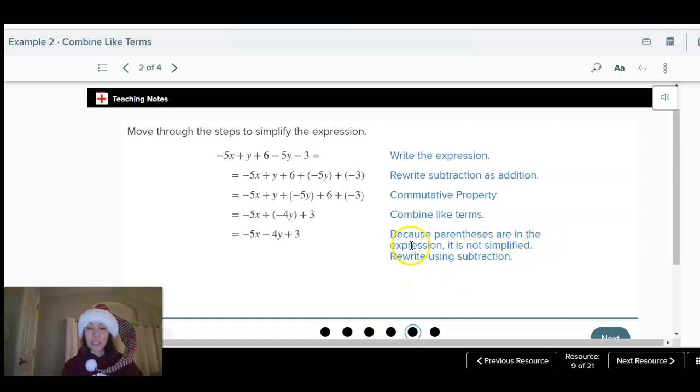Because parentheses are in the expression, it's not simplified. So simplified, in simplest form, means there are no like terms and no parentheses. So what we're going to do now is change this back to a subtraction problem. And this is our expression in simplest form. It's just negative 5x minus 4y plus 3. We cannot combine any more of these. None of these are like terms. So this expression, simplified, would become this right here.